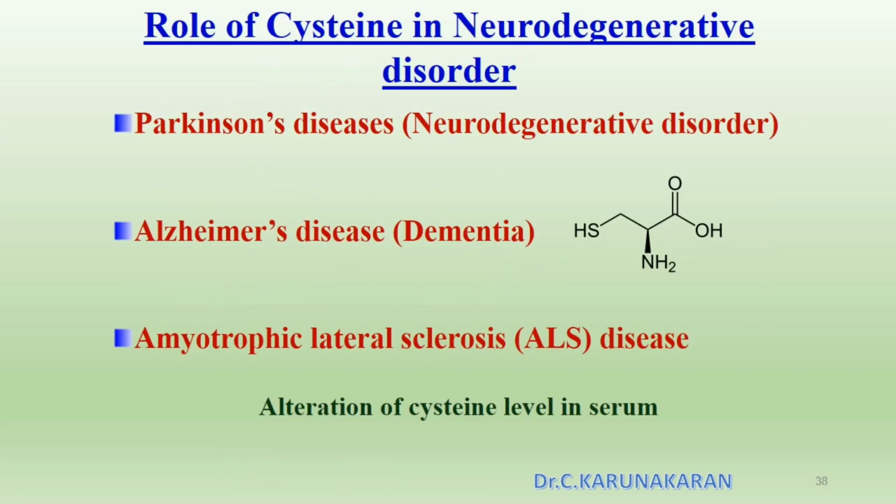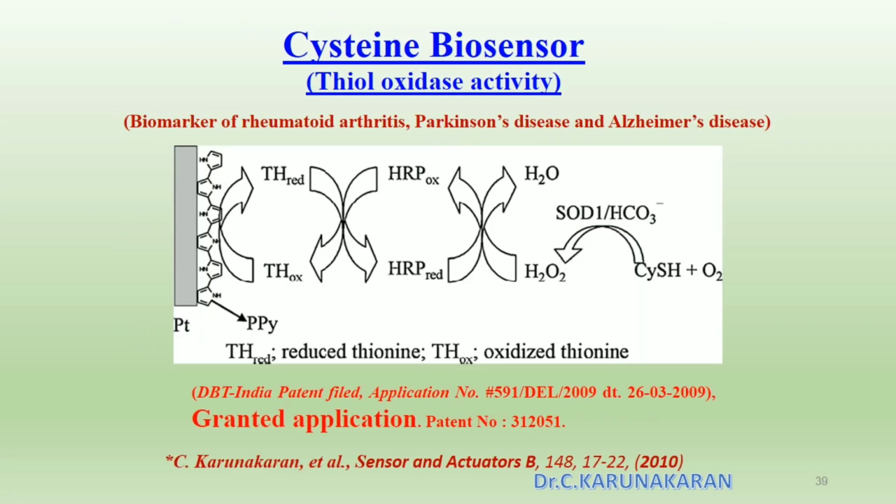I was working in Medical College of Wisconsin. We worked on neurodegenerative disorders. We have found that cysteine levels are altered in Parkinson's disease, Alzheimer's disease, ALS. These are all neurodegenerative disorders. In this work, we have developed a cysteine biosensor using the thiol oxidase activity of SOD1, superoxide dismutase.